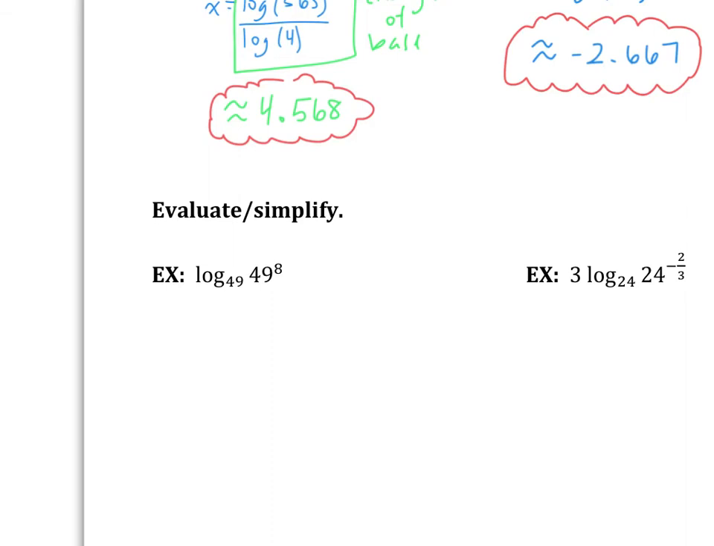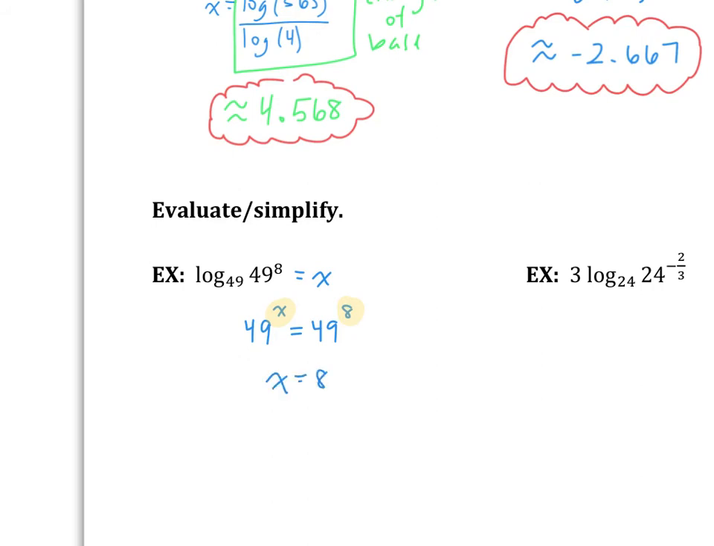Okay, this last section is we're going to quickly evaluate and simplify these logs. Now again, we can think about the steps and the process. We could say, oh, set it equal to x and let's convert. Well, if we do that, we get 49 to the x equals 49 to the 8th. Well, our bases are already the same, 49 and 49, so we would zoom in on those exponents, the powers, and we would say, oh, well, that means x has to equal 8.